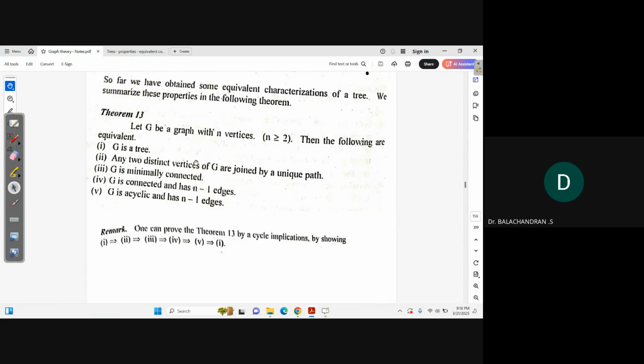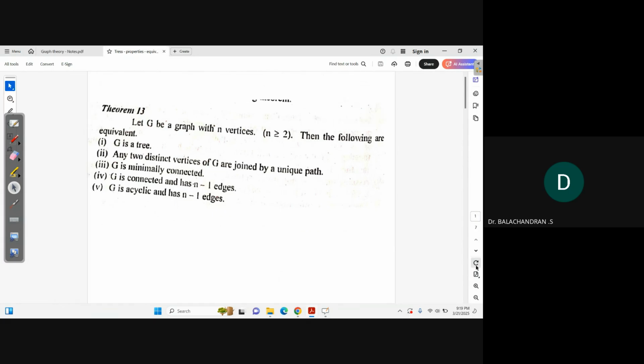Actually, we need to prove they are equivalent. It means we need to assume one and then prove two. Again, assume two and prove three. Similarly, assume three and prove four. Assume four, prove five, and then assume five and prove one. Maybe some other things we already discussed.